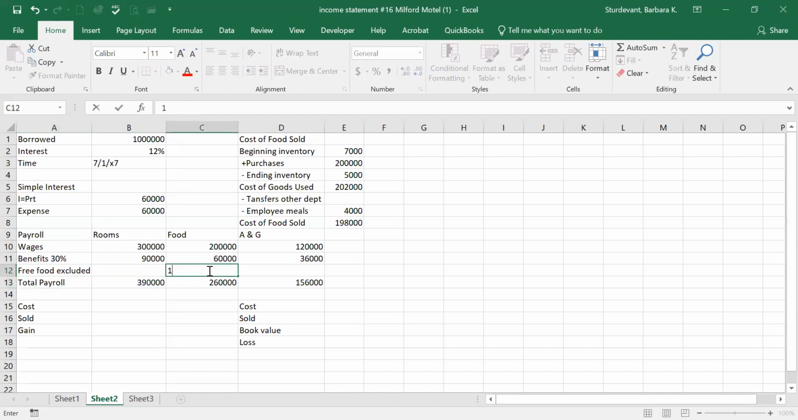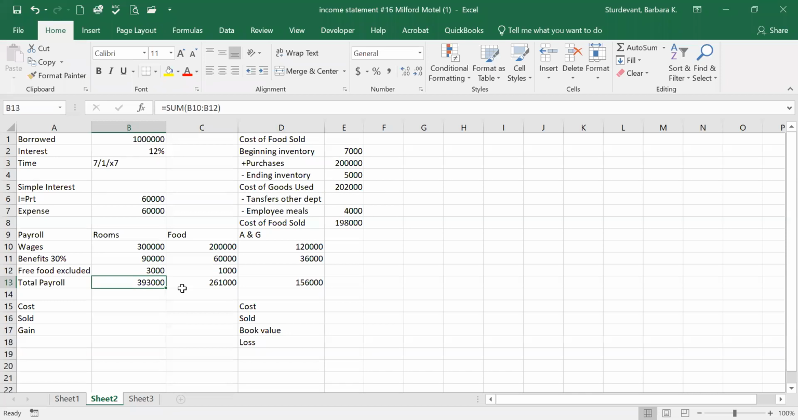Do them in the same order that they give them to you, listed. And then rooms got 3,000, right? Yes. And do you see how that's increasing your total payroll? So this is your payroll cost. Remember, this is your payroll cost. So it's gonna be the benefits, and then the food is just gonna depend on if this includes it or excludes it. Okay, questions?